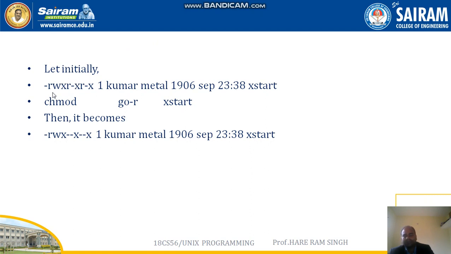Let us see once more. Initially xstart is like that. If you want to remove some permission, you can remove it. So chmod go-r. g stands for group, o stands for others. I want to remove the read permission from group and others on the file xstart. So instead of plus, I write minus r. Now it will become rwx for the owner. We have not changed any permission for the owner, so the owner will get rwx.